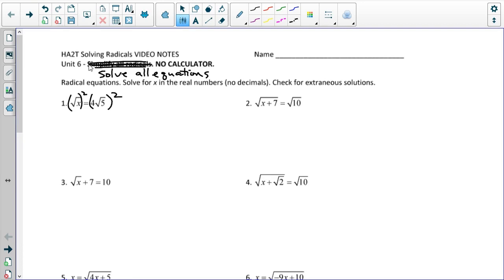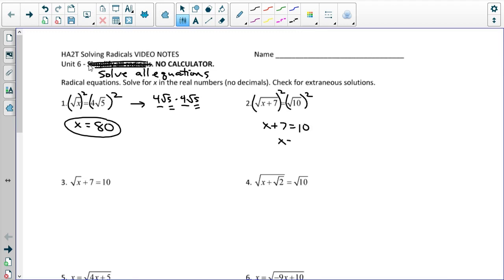So the square root of x squared is x, and 4 root 5 squared is 4 root 5 times 4 root 5. So that's 16 times 5, which is 80. So x equals 80. In problem number two, we square both sides, and we end up with x plus 7 equals 10. So x equals 3. Those were pretty innocuous.